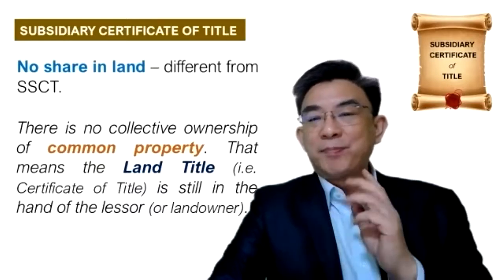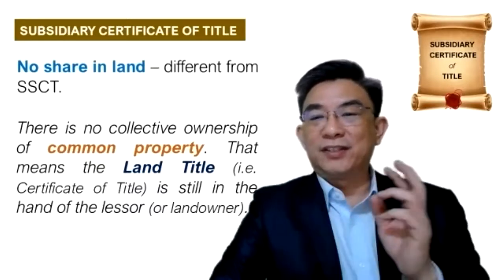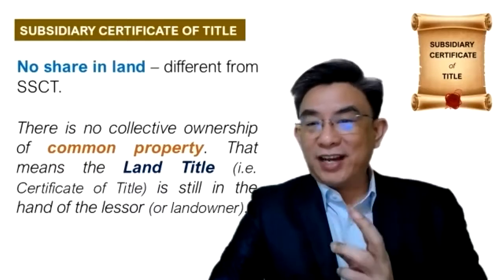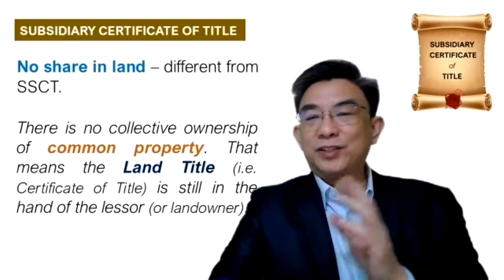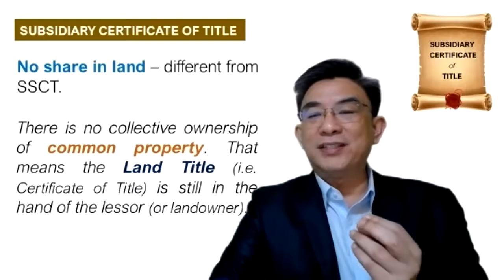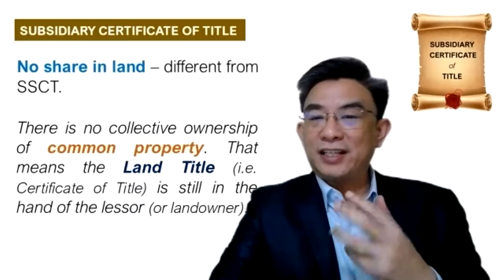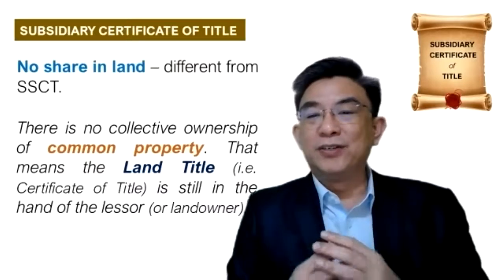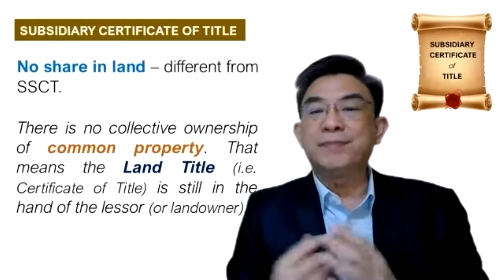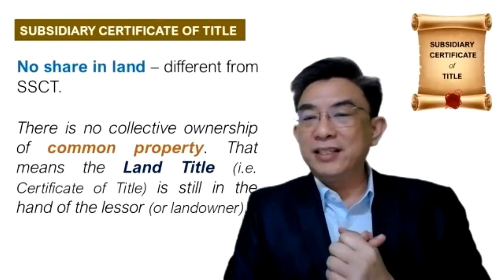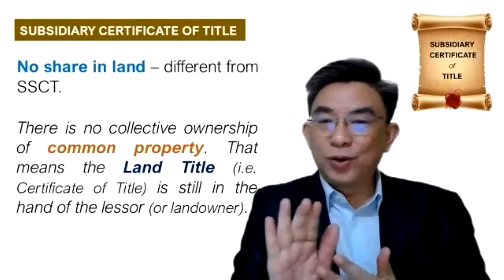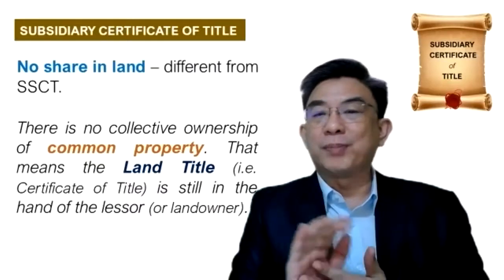Don't forget, SSCT, you have the subsidiary strata certificate of title. The word strata means that there is a collective ownership of common property. You need to set up a corporation called the MC. But SCT is different. There is no collective ownership of common properties.